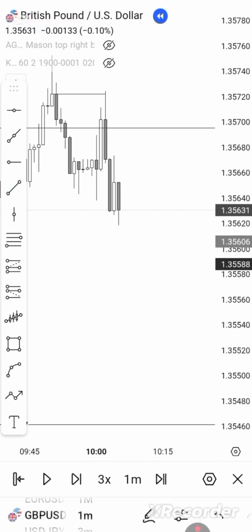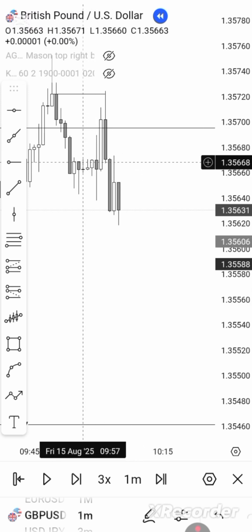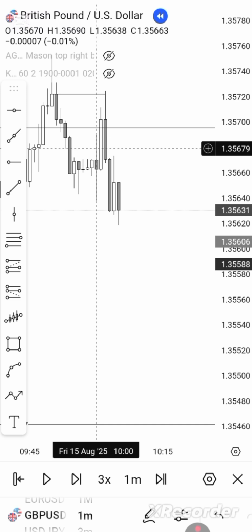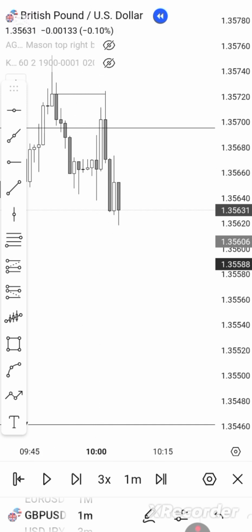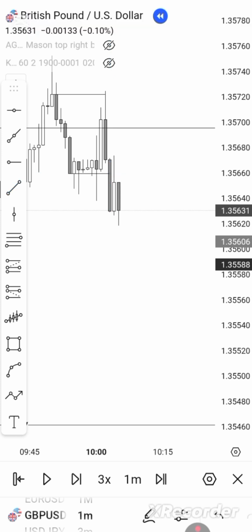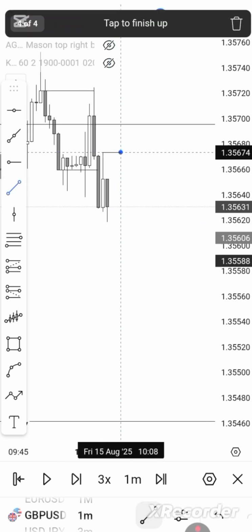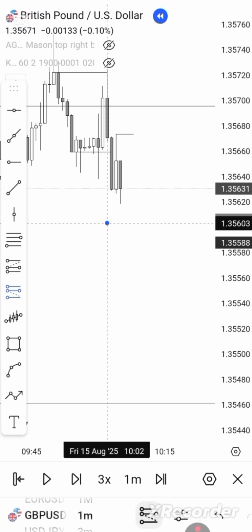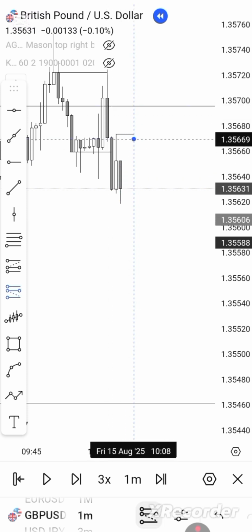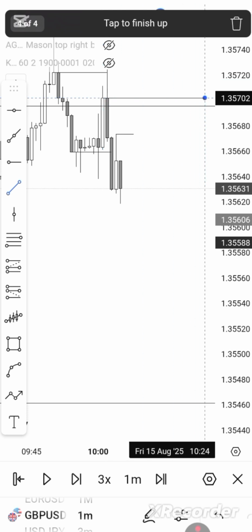Can you see? So now, after this sweep, because this is a sweep here, we have a break to the downside, right? This is a break to the downside. Can you see? A break to the downside. And then I think I'm seeing a liquidity here. I'm seeing this as a liquidity. And then I'll put my entry on this A level.